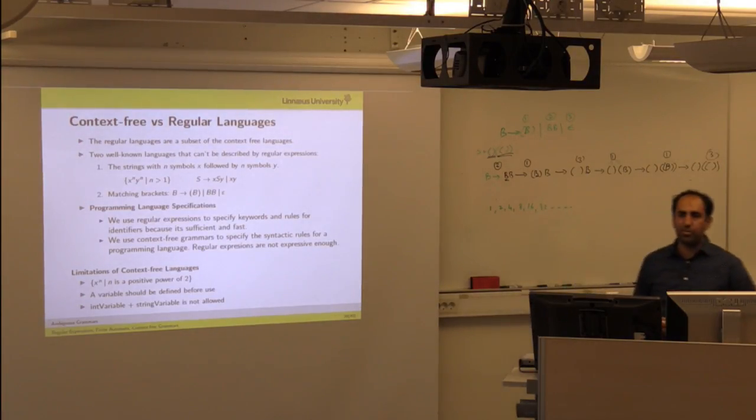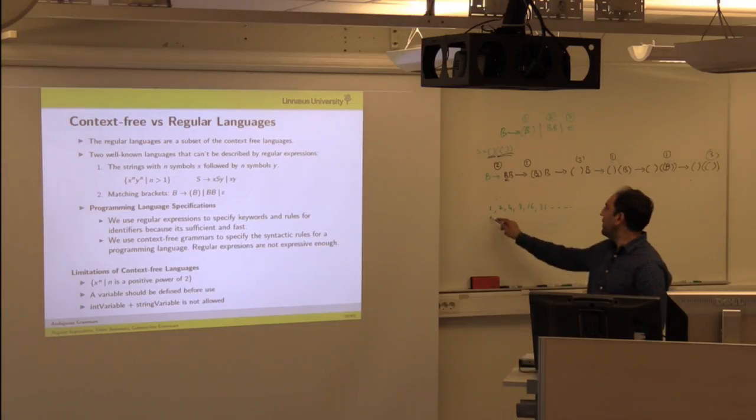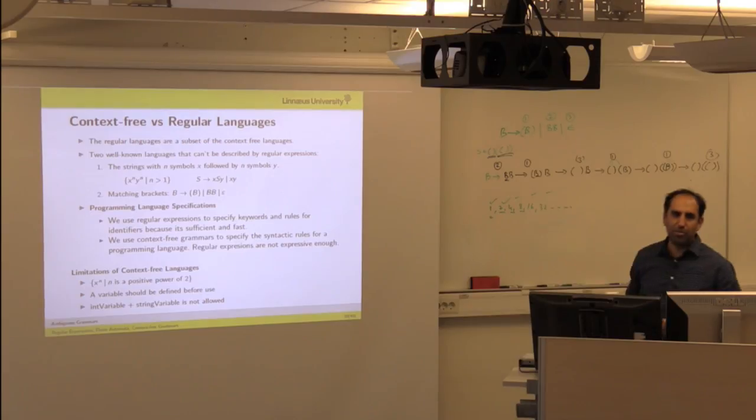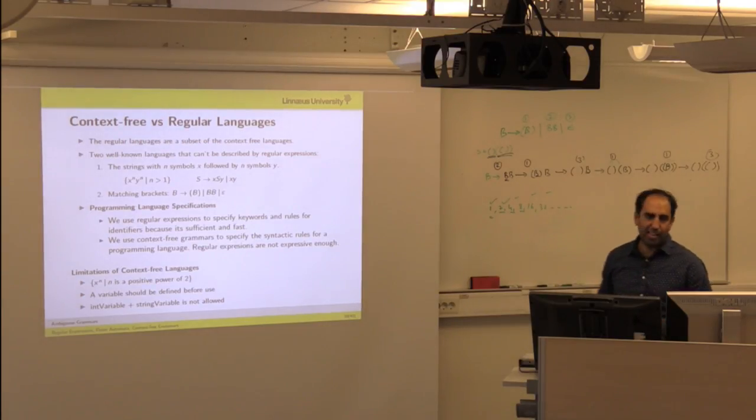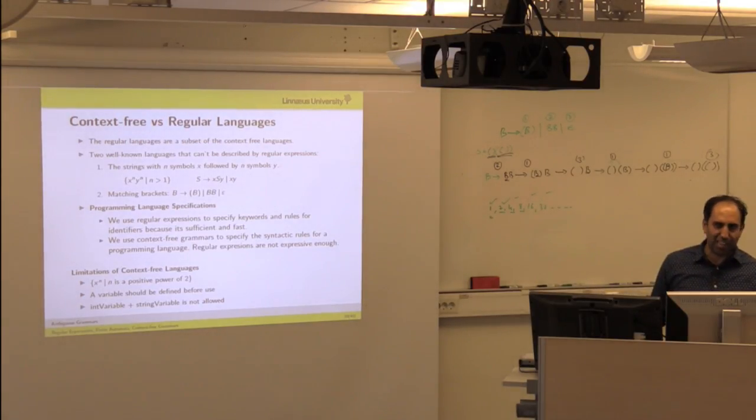If someone asks you to define a language which has strings of this length, a positive power of 2, it's a known problem with the context-free grammar. You cannot define it. Similarly, something like int variable plus string variable is usually not allowed, or cannot be defined using context-free languages. So these are some limitations.